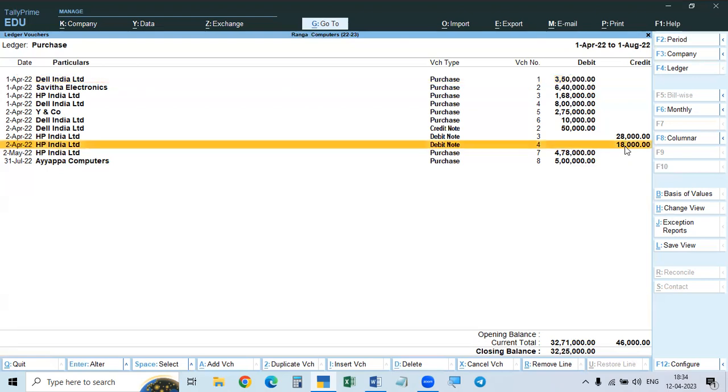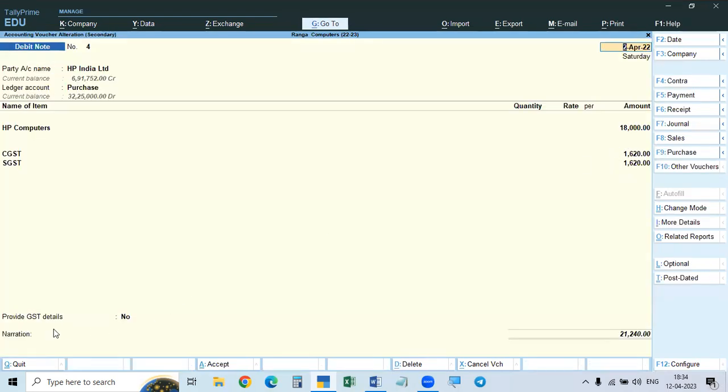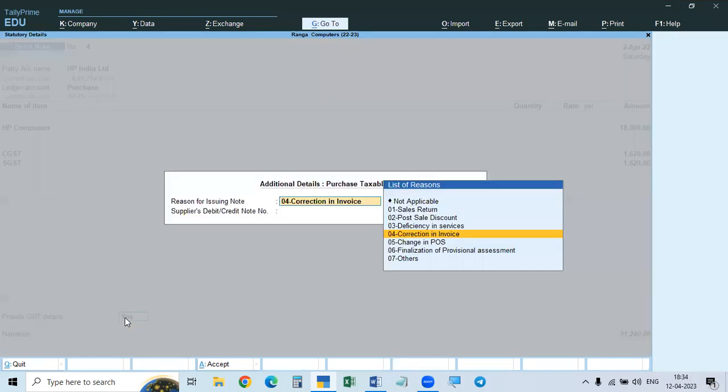And after entering the amounts and tax, it will ask you for details. There you have to select yes only, always. In the case of the first one, purchase returns, you have to give sales returns. And in the case of the other two, where we are reducing the quantity or reducing the price, we will make it as correction in invoice.